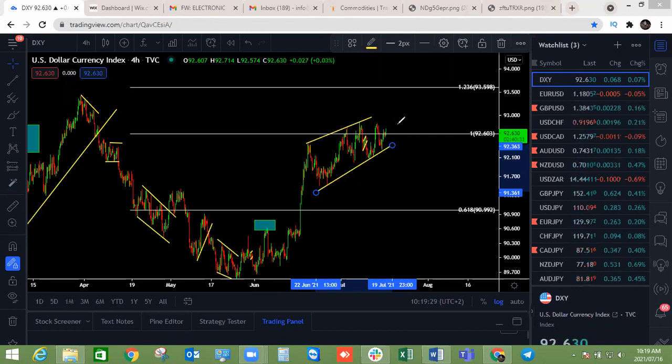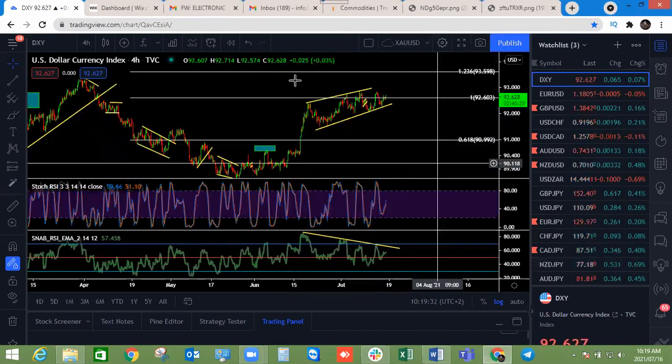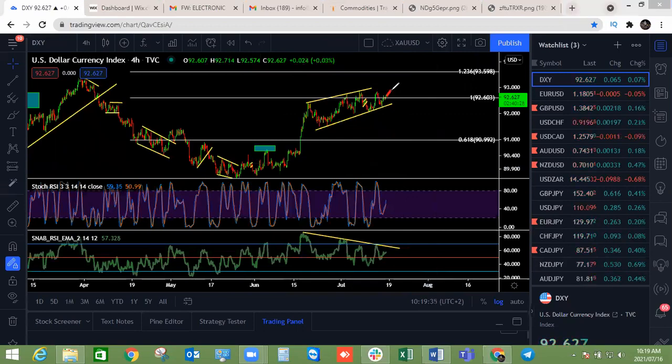So let's have a look at the DXY. Look at this on the indicator. The divergence is still there; as much as it's making new highs, the indicator, the RSI, is already on the downside. So we are just simply looking for a setup for more downside here.